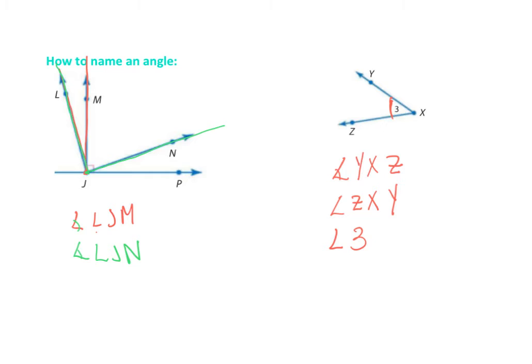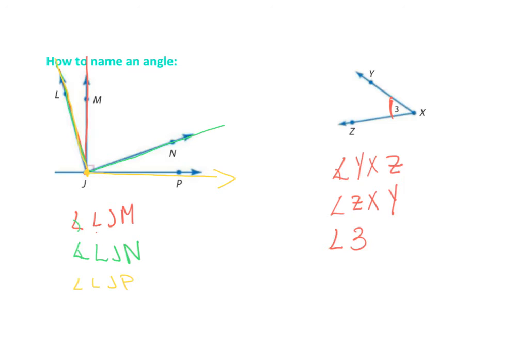If I was talking about angle LJP, well then the vertex is J again. I could say LJP, that yellow image. Now, I also could have said the inverses. I could have said angle MJL or angle NJL or angle PJL, because again, the two endpoints don't really matter as long as the vertex, the J, is in the middle.